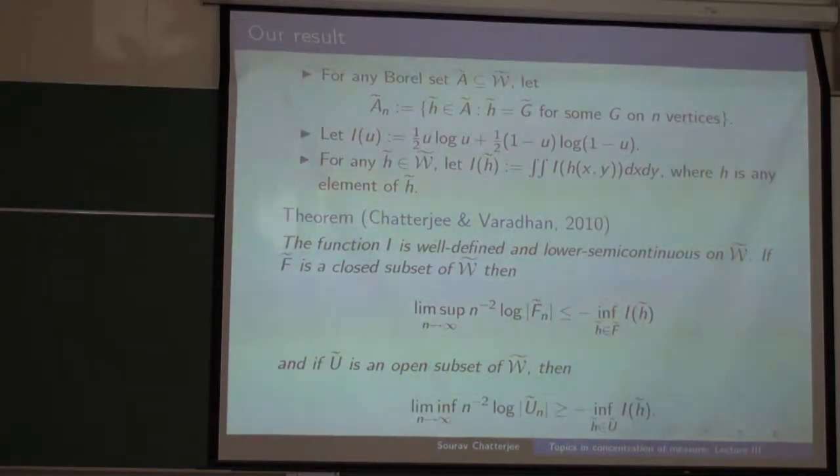This F_n means all graphs on n vertices which have this property F, and U_n means all graphs on n vertices which have this property U. So each property is encoded as a subset of this abstract space. Questions?